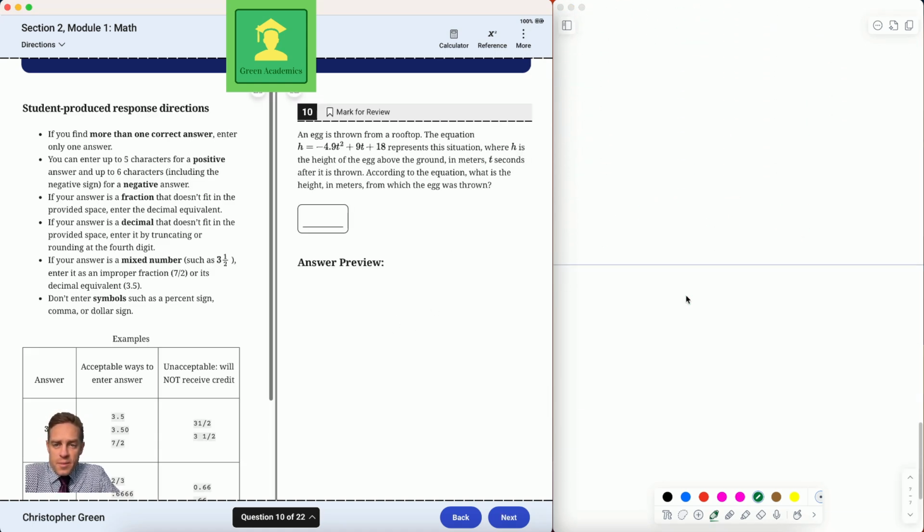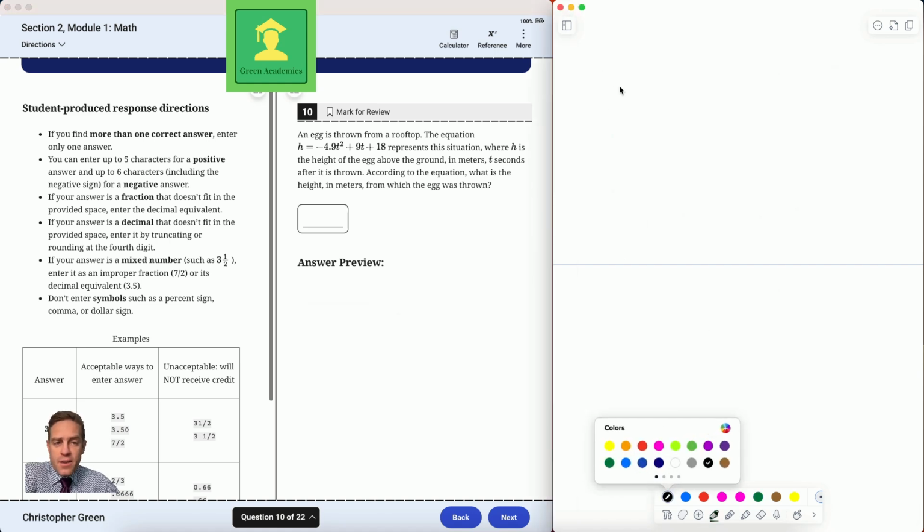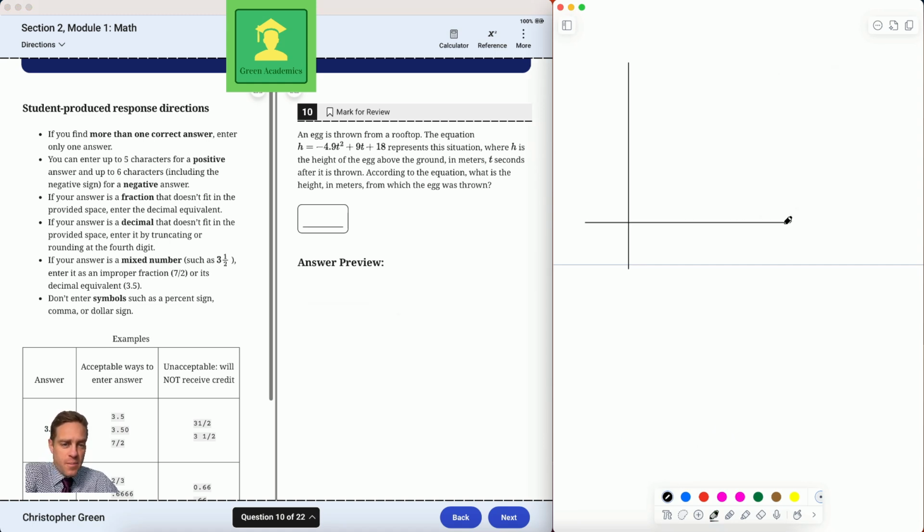An egg is thrown from a rooftop. That equation represents the situation where h is the height of the egg above the ground in meters, t seconds after it is thrown. According to the equation, what is the height in meters from which the egg was thrown? Well, the height from which it was thrown is the y-intercept of the parabola. The y-intercept is h of 0, the thing you get when you put in 0 as t, which is just 18.